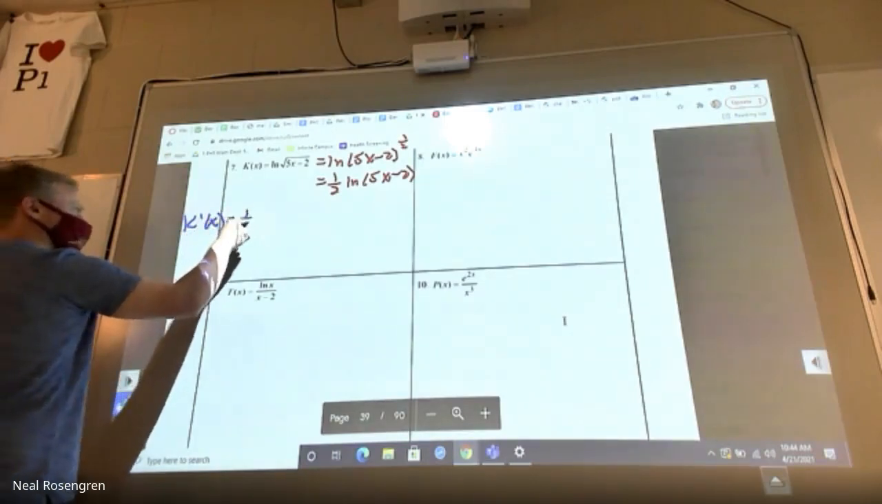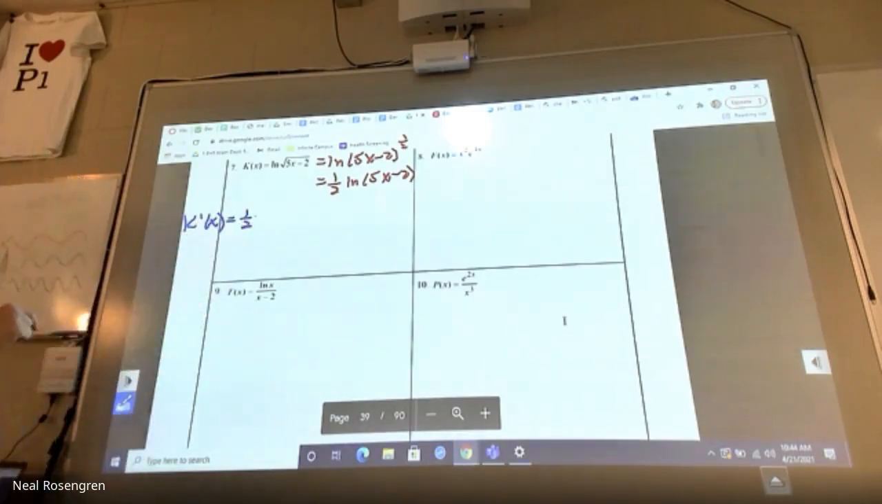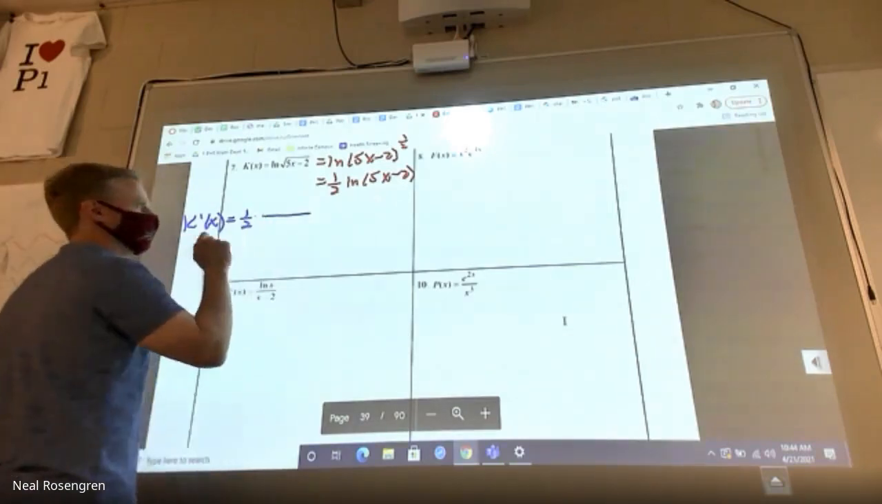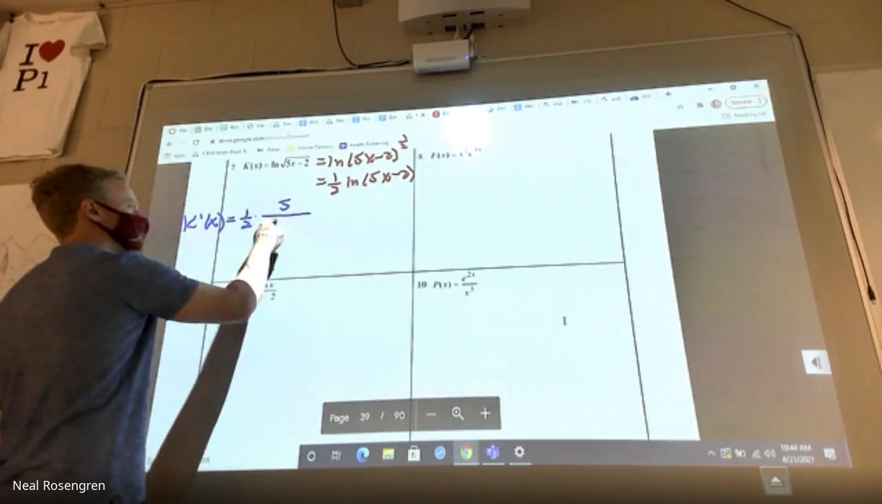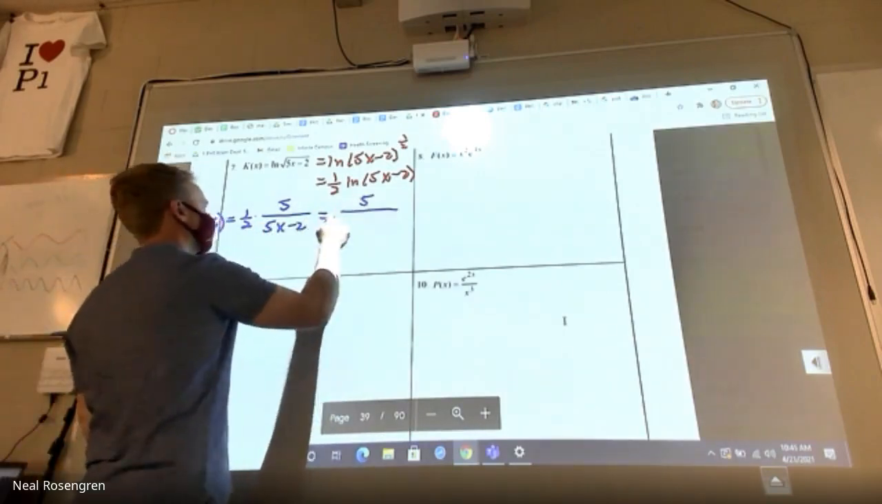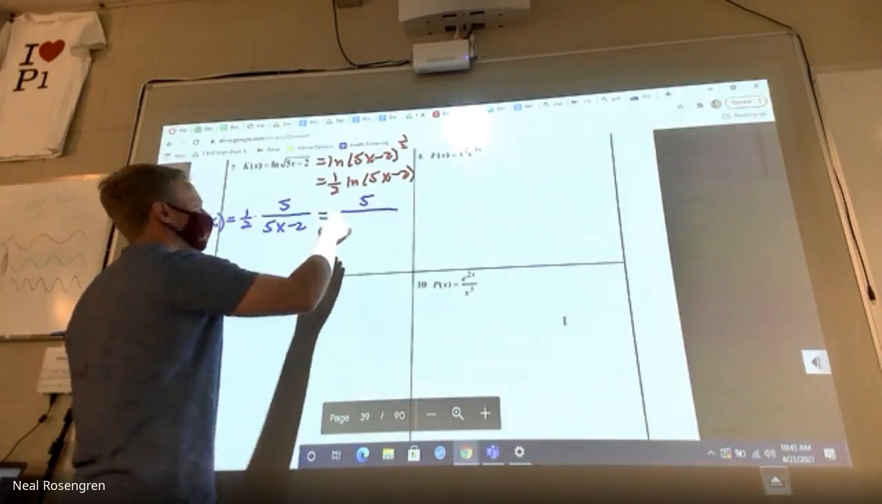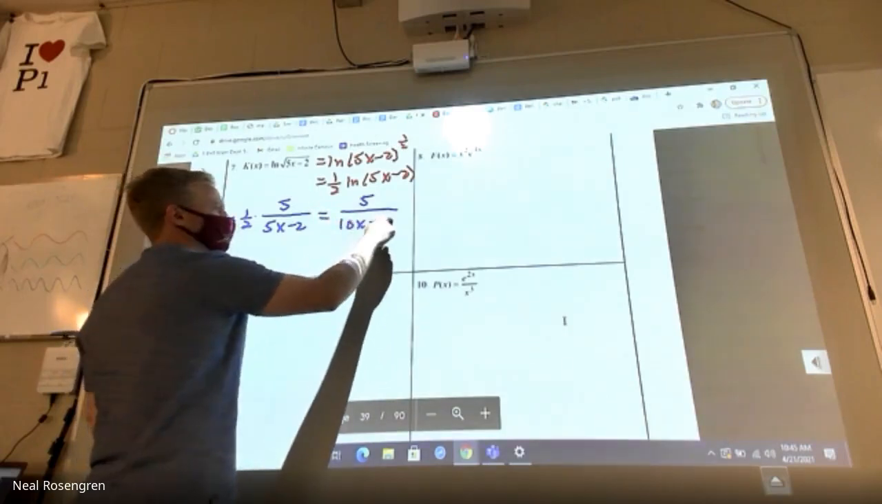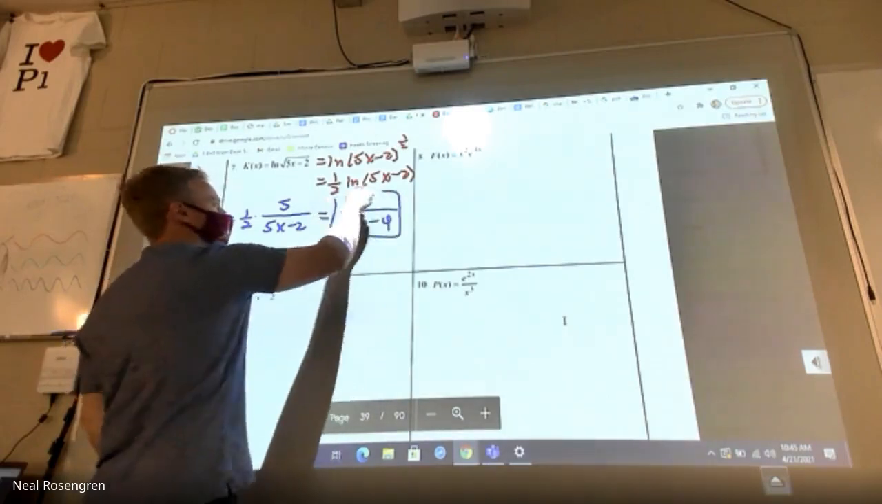Right? 1/2 times the derivative of the constant times the function. Just pull that constant out. Fraction through the inside and then the inside. 5 over... Leave it factored or distribute. Either one's cool. I guess I'll distribute. Why not?